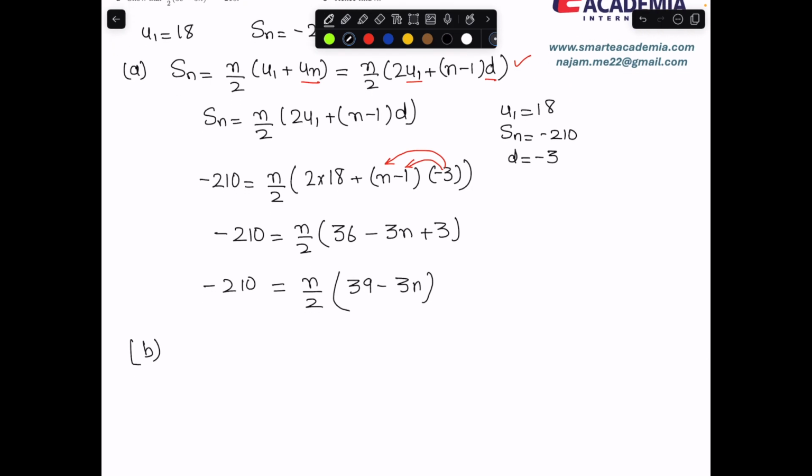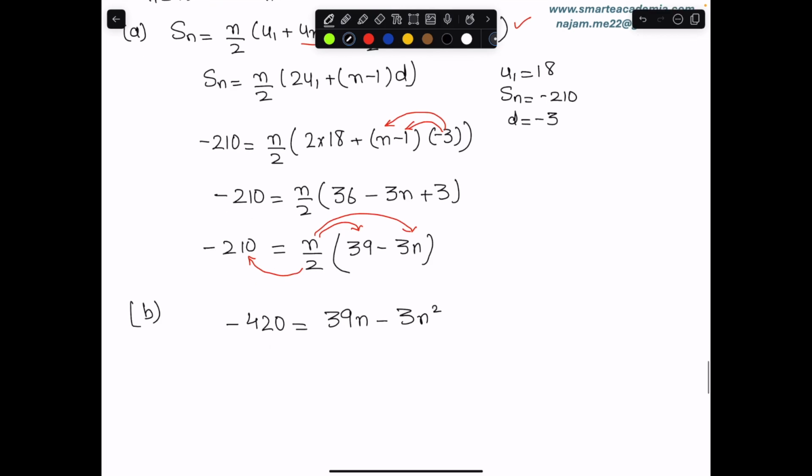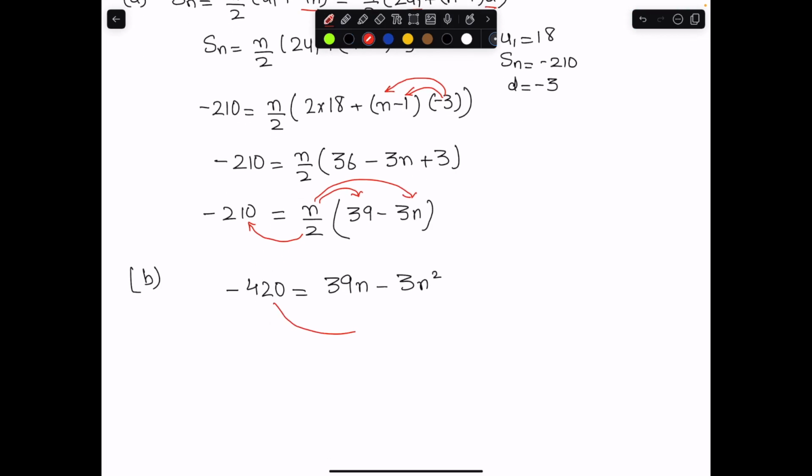The very first thing we can do is simply multiply this here, so as to just get rid of it. So 210 multiplied by 2 is negative 420 equals, and then n can be multiplied with both of them. So here it is 39n minus 3n squared. This looks like a quadratic equation as well. Now we can just simply move this thing here. This becomes minus 3n squared plus 39n plus 420, which is equal to 0.